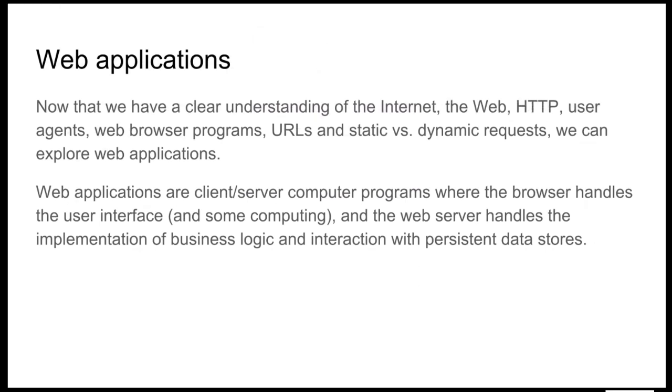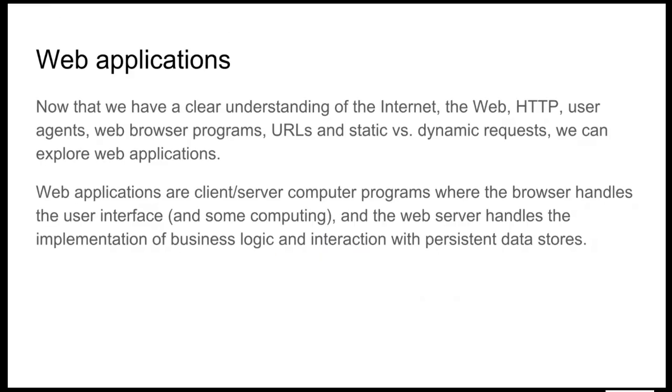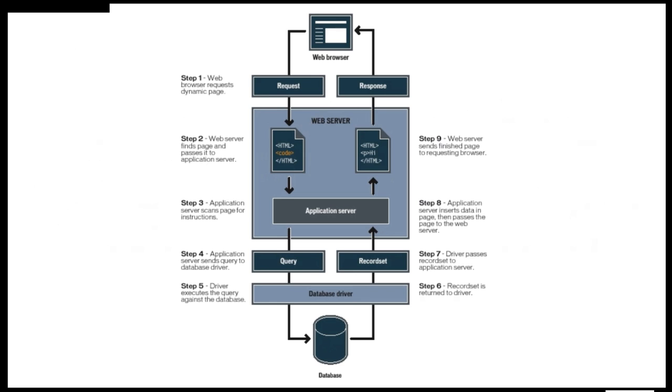Let's look at that. On the application server, like step 3, the application server scans the page for instructions. What if the request was to just get the details on student number 27, for example? That would be different business logic. That would be different code. So the application server is where the implementation of business logic happens. And finally, interaction with persistent data stores. Sounds all fancy, but it's a persistent data store. It's a database. And that web server is handling the interaction with the database. So this is how a web application works.